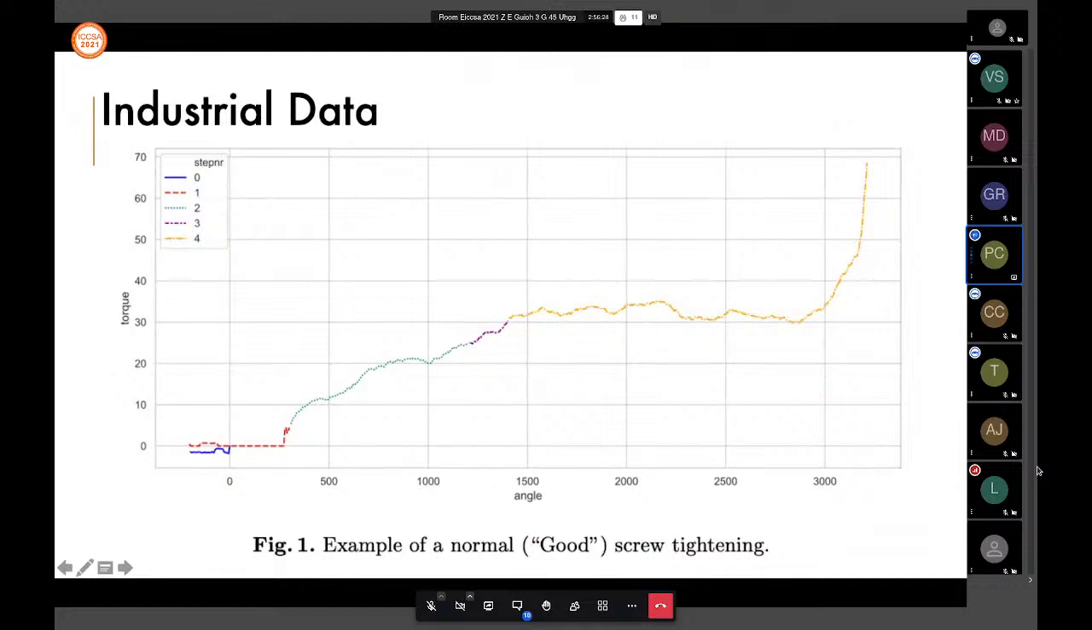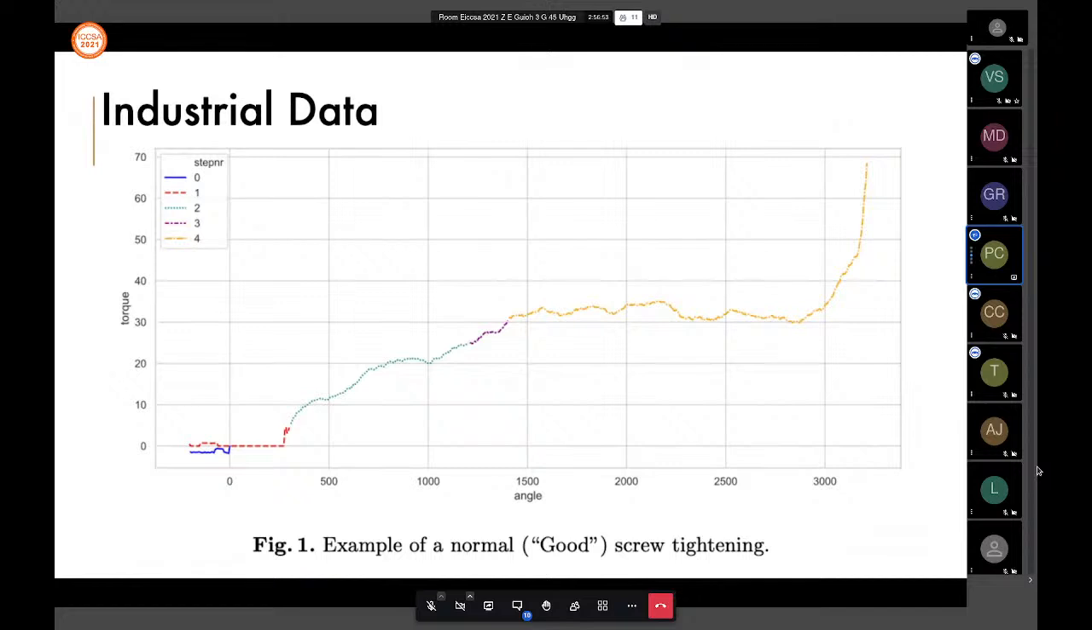So this image shows a typical curve of a good screw tightening. You can see that there's a kind of a step zero that leads to negative angle. But basically, this means that the screwdriver is turning backwards to catch the screw. And then it starts with this red, which is step 1, and then proceeds to step 2, 3, 4, and so on. And this is an example of a screw that was good.